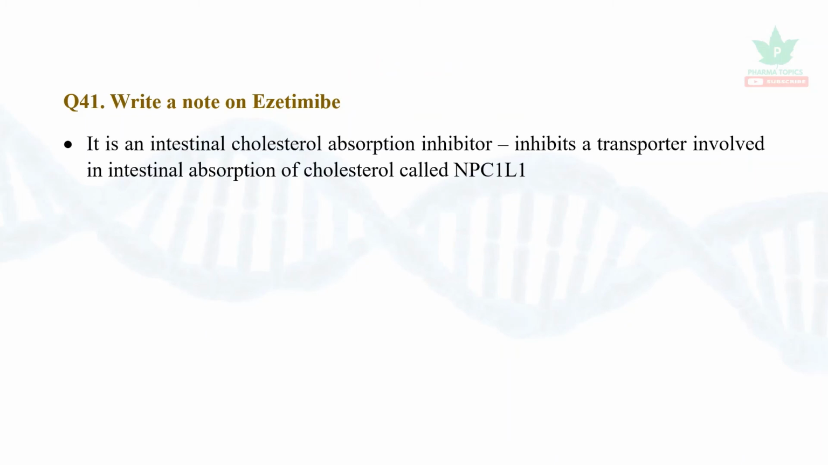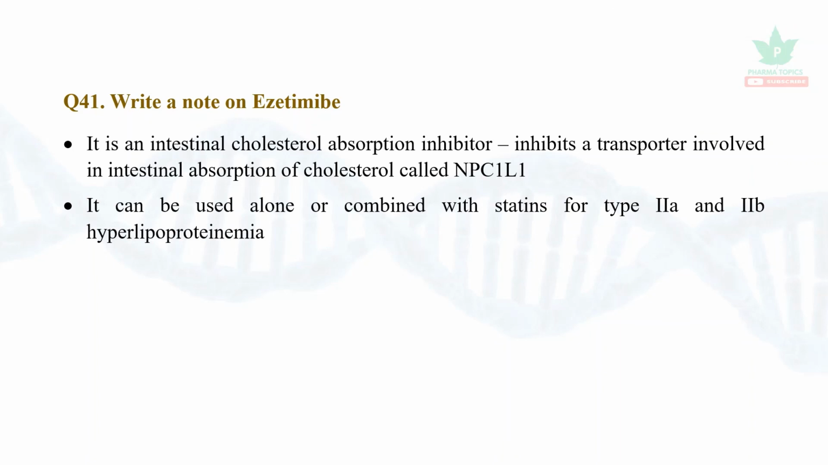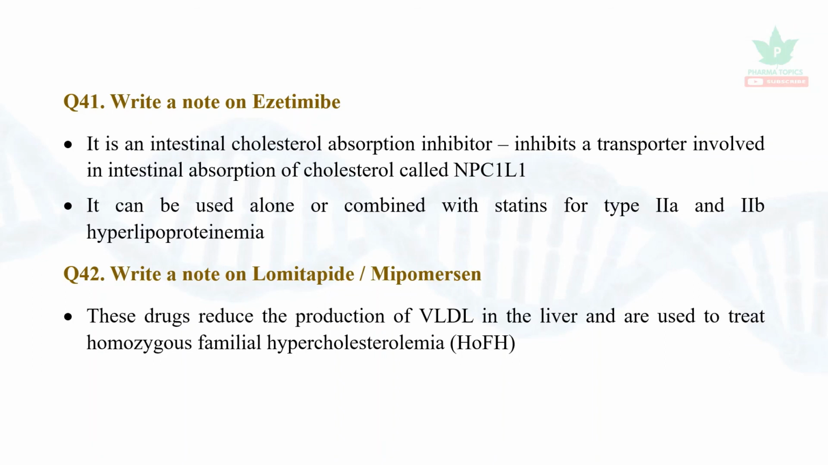Ezetimibe is an intestinal cholesterol absorption inhibitor. It inhibits a transporter involved in the intestinal absorption of cholesterol, that is NPC1L1. It can be used alone or in combination with statins for type 2A and type 2B hyperlipoproteinemia. The new drugs are lomitapide and mipomersen. These are used to reduce the VLDL cholesterol and are the drug of choice for homozygous familial hypercholesterolemia, that is HoFH.